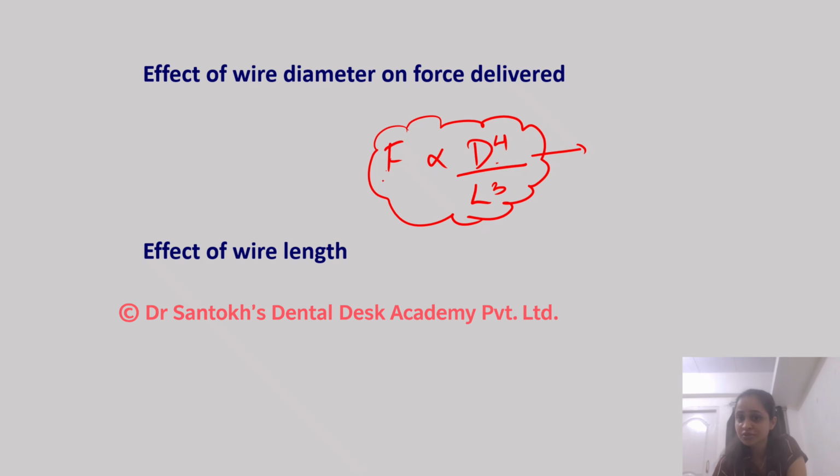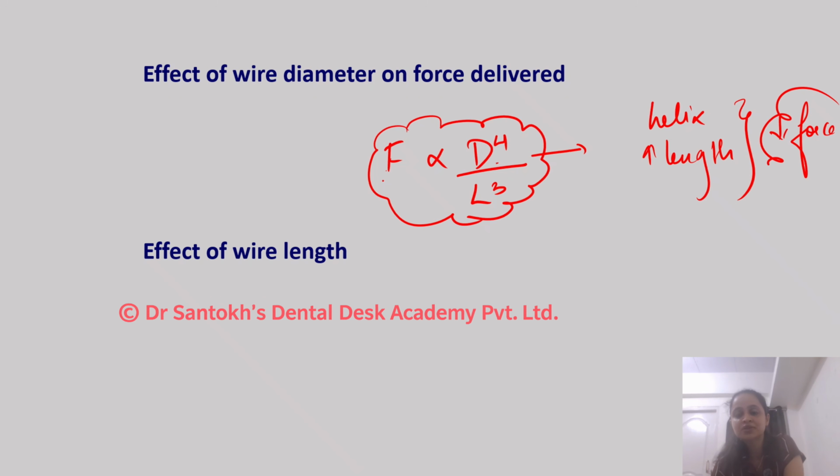So till now I have told you about the modifications in different labial bows, right? Like in Mills labial bow, in Roberts retractor. What are they doing? In Roberts retractor, they were incorporating helix. In Mills retractor, they are increasing the length of the wire. So why are they doing this? Increasing the length of the wire will decrease your force. So this is the purpose: reduce the force applied to the dentition. We are increasing the length of the wire.